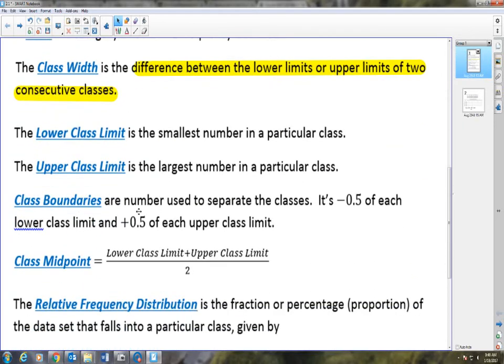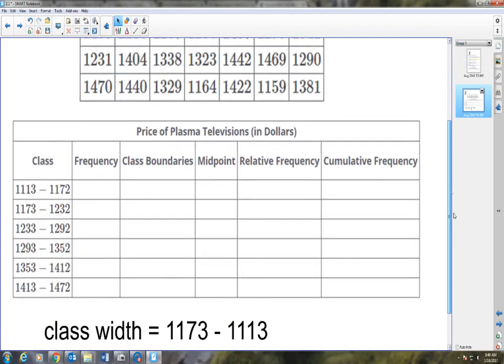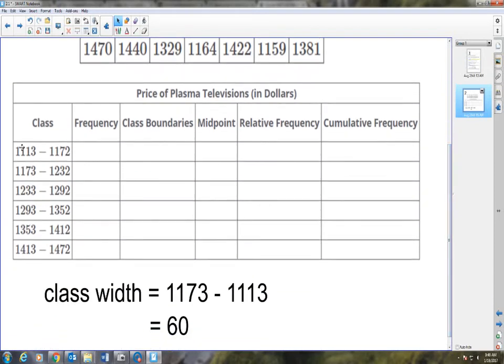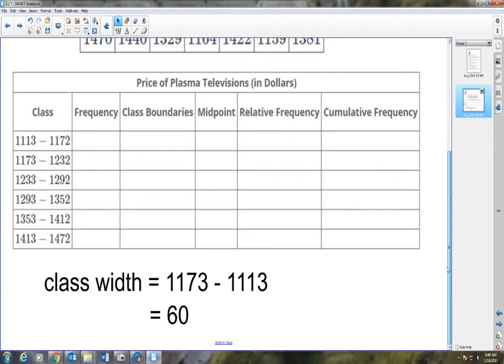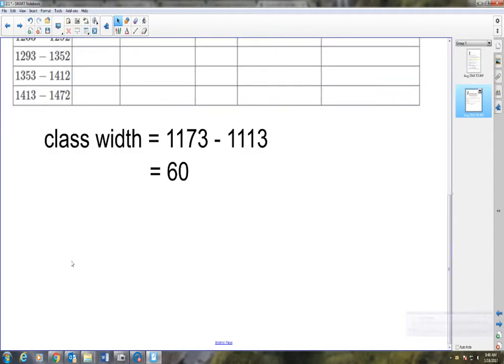Class boundaries are numbers used to separate the classes. It is minus 0.5 for each lower class limit and plus 0.5 for each upper class limit. The examples I have are whole number classes. If it's a whole number, I use 0.5. If my class has one decimal place, let me just make up a number.